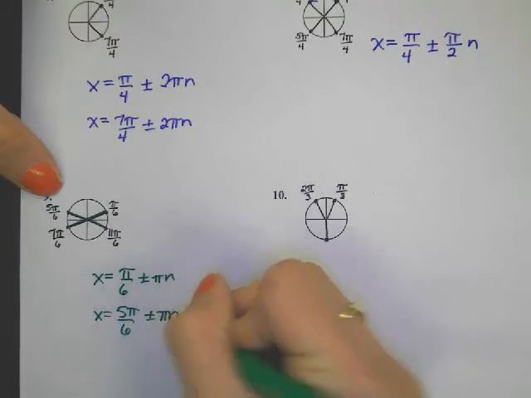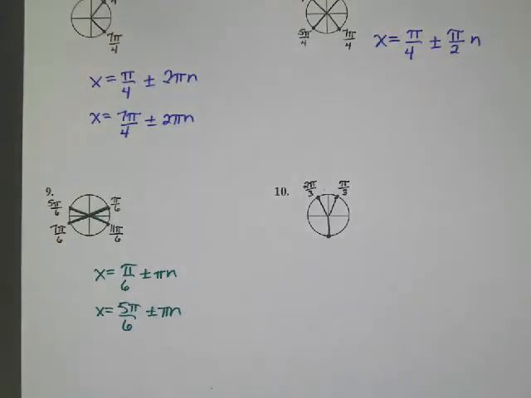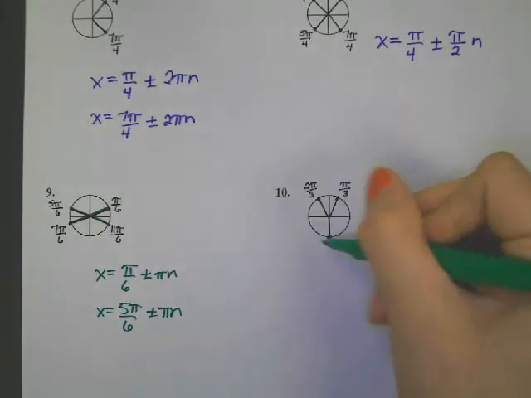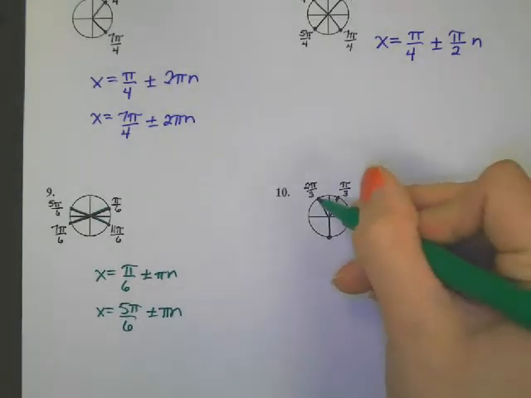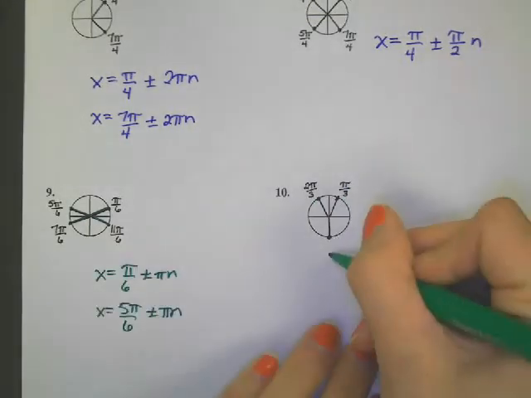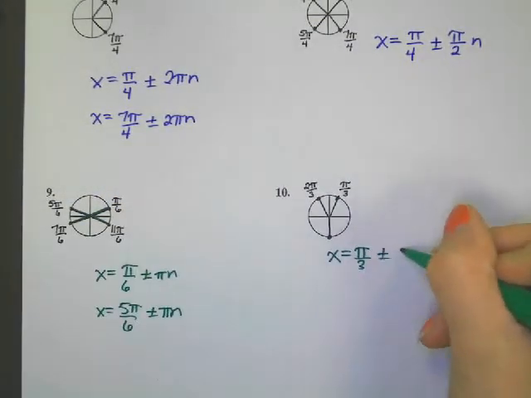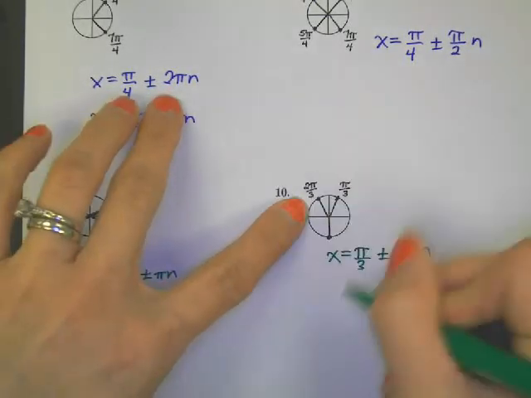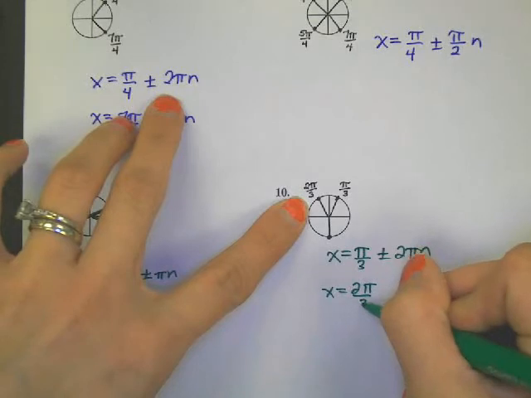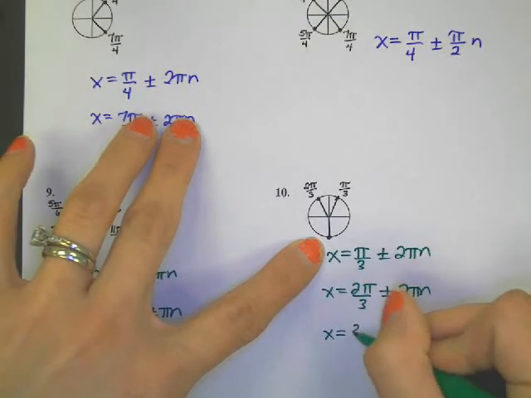Okay, and for number 10, how many equations are we going to need for that one? Yes, we're going to need 3 equations because none of them are related. 1 out of 3, 2 out of 3, but then there's not 1 at 3. So those aren't halfway across. These aren't either. So let's start with pi over 3. Pi over 3 all by himself, plus or minus 2 pi n. Then we'll do 1 at 2 pi over 3, plus or minus 2 pi n. And finally, 3 pi over 2, plus or minus 2 pi n.